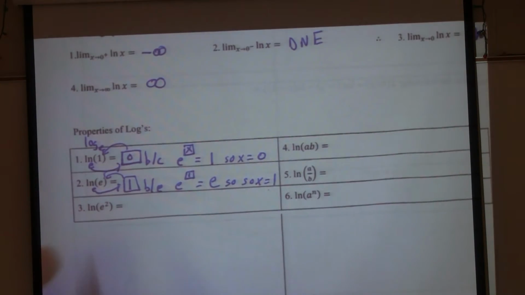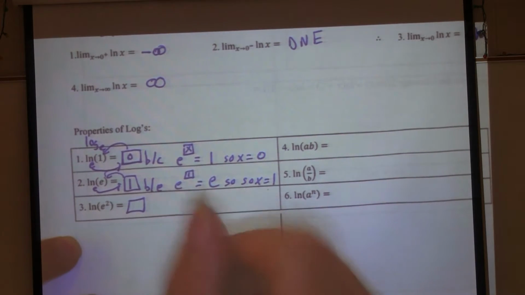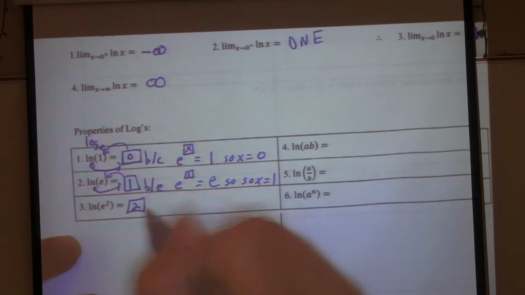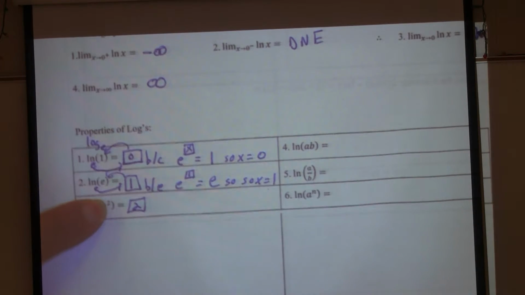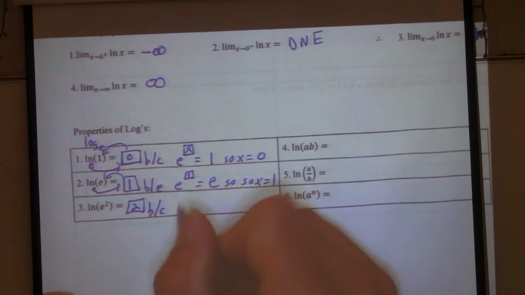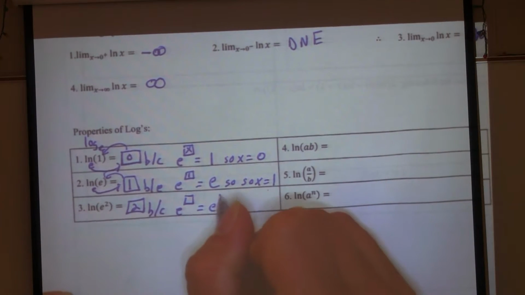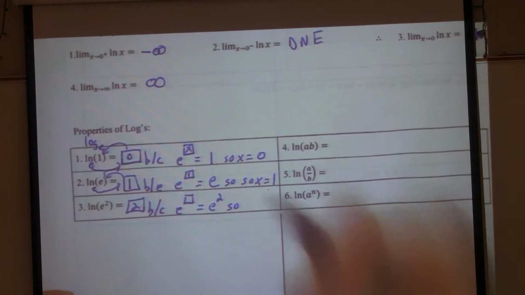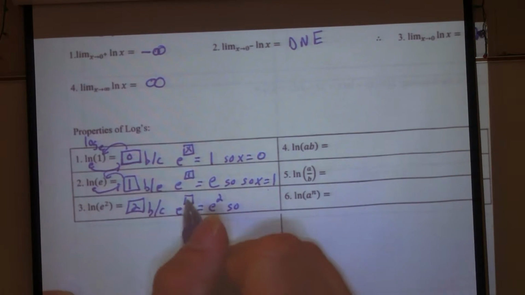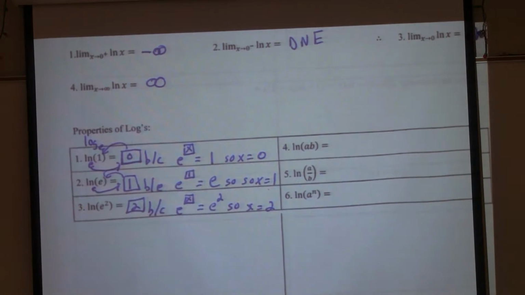Okay? How about this one? What is this going to be? 2, right? ln and e would cancel out, so my answer would just simply be 2, right? But really what's happening is you're doing e to what power is equal to e squared. The only way these two can be equal is if the exponents are equal. Understand?